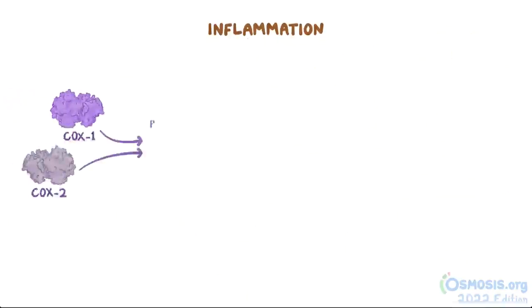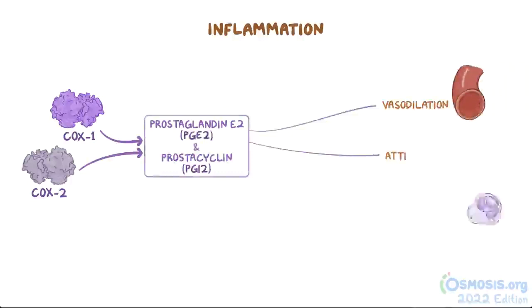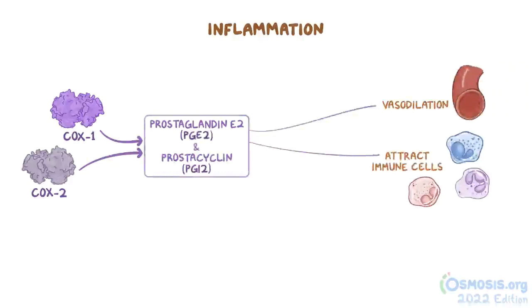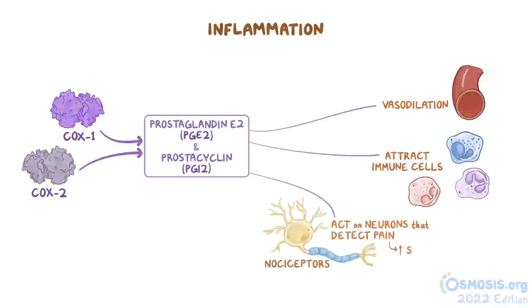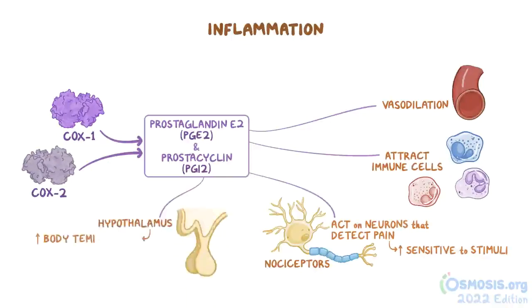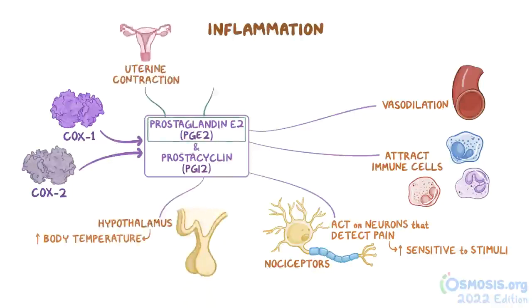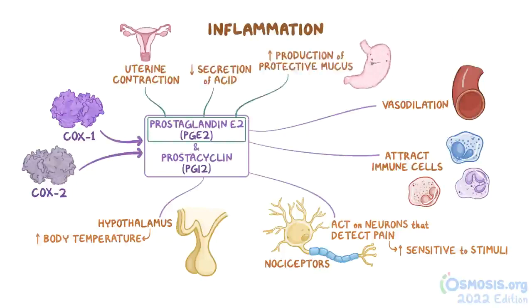Both enzymes produce prostaglandin E2, or PGE2, and prostacyclin, or PGI2, which cause vasodilation and attract different immune cells to the area. They also act on neurons that detect pain, called nociceptors, and make them more sensitive to stimuli by lowering their threshold for activation. Finally, they stimulate the hypothalamus to increase the body temperature, causing fever. Prostaglandin E2 also has other effects, like causing uterine contractions, decreasing the secretion of acid, and increasing the production of protective mucus in the stomach.